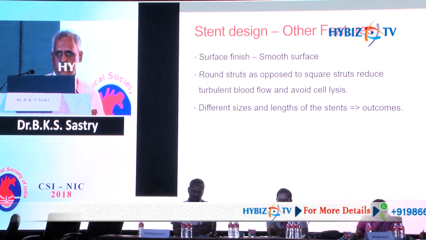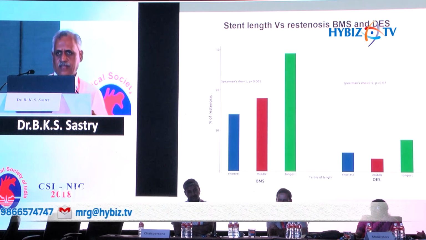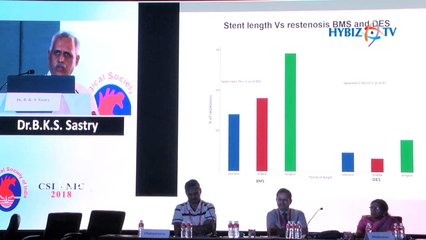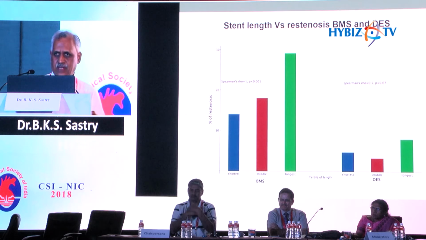The round struts are better because the square struts can produce thrombolysis, the lysis of the cells. And stent length used to be an important factor. With the bare metal stents, we all know we want to always do focal stenting because that will produce more neointimal hyperplasia, restenosis. But the length of the stent does not appear to be a factor when you are using a drug-eluting stent.